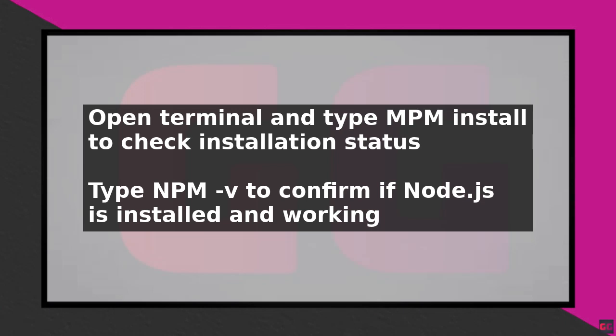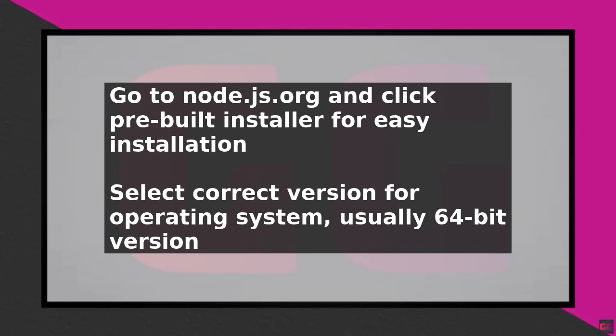Begin the installation by going to the Nodejs website, nodejs.org, and navigating to the Downloads tab. Click on the Pre-built Installer option, which is the easiest way to install Nodejs. Then, select the correct version for your operating system. For most users, this will be the 64-bit version.